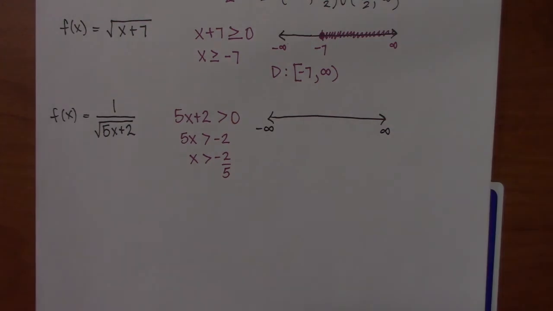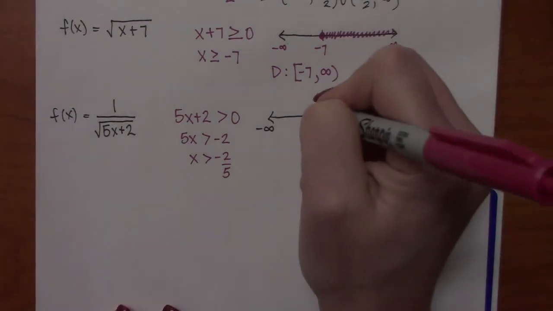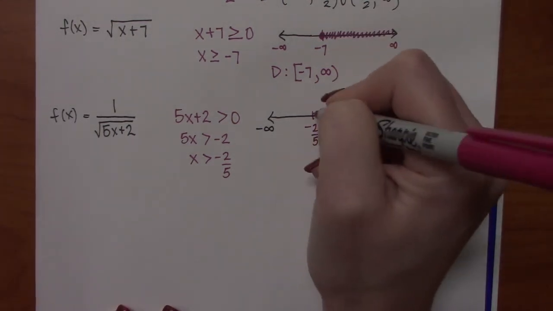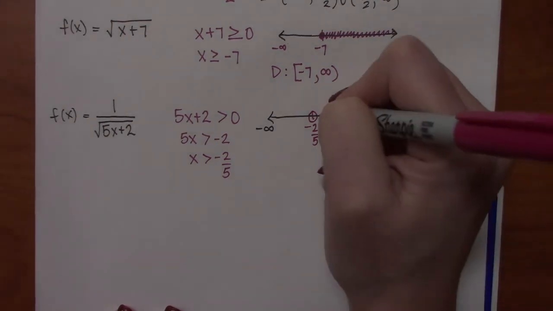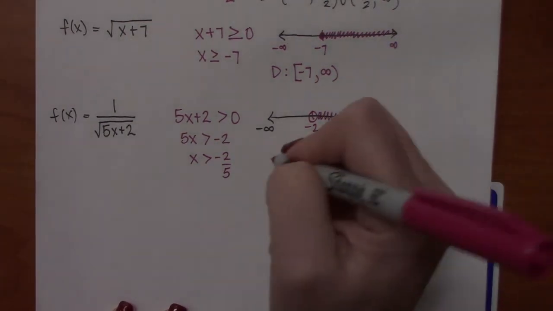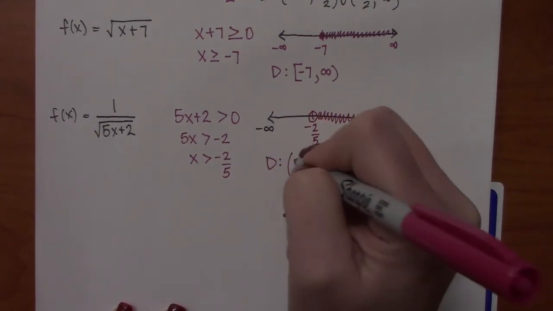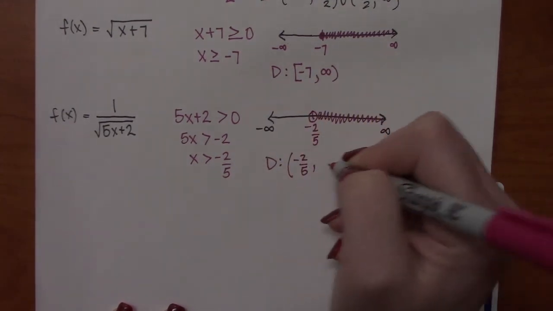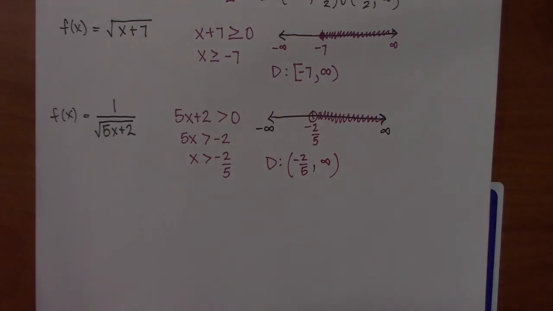So if I draw my number line, there's negative 2/5. I am not allowed to include that value. And this says, well, all values greater are okay. So the domain is negative 2/5 not included to positive infinity.